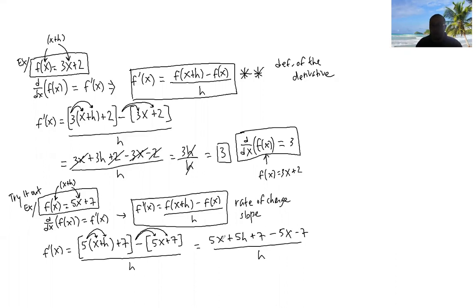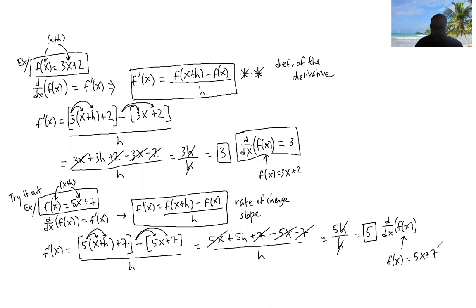Let's figure out what terms we can cancel, like terms. 5x minus 5x, gone. 7 minus 7, out of there. All you're left with is 5h over h. Top and bottom are the same, so this goes. That leaves you with 5. And this is the derivative with respect to x of your function f of x, which in this case was 5x plus 7. And that was equal to 5.